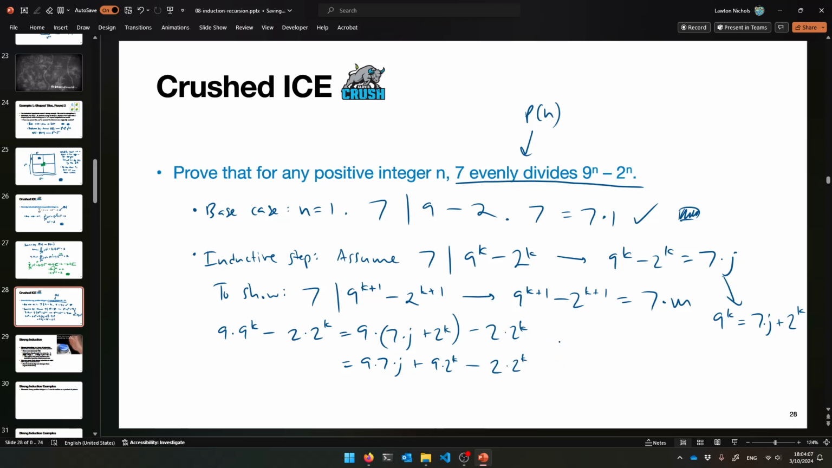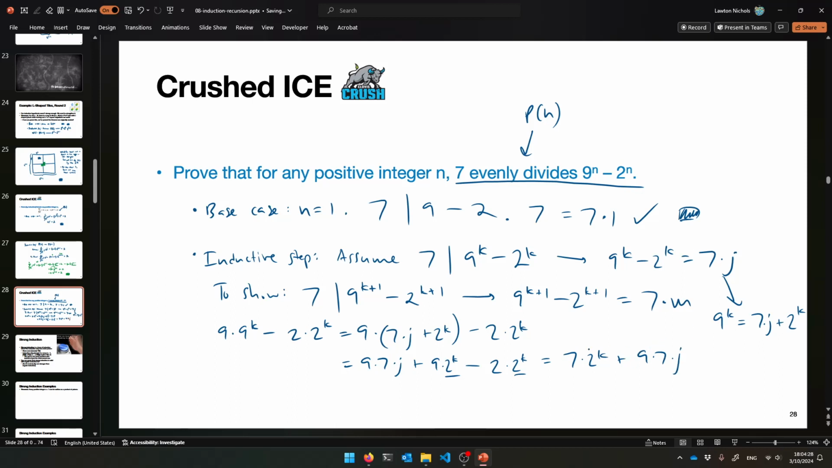So now how many 2 to the k's do I have? I have 9 and 2 of them. 9 minus 2 of them, I have 7 of them. You see that? This is 7 2 to the k's plus whatever this guy is, plus 9 times 7 times j. That's just an integer, okay?